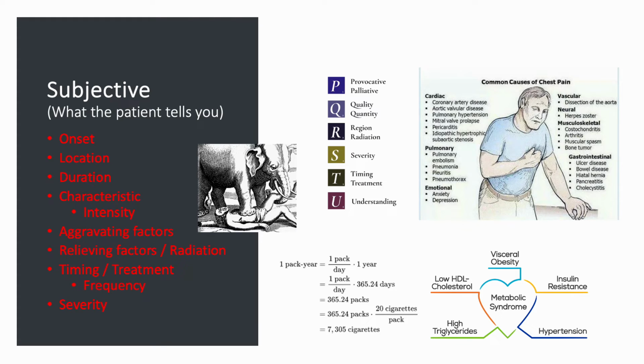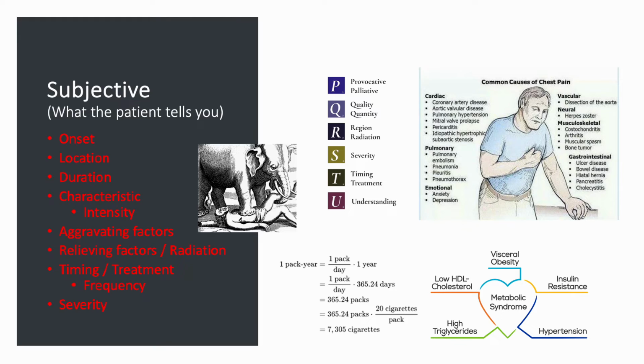Remembering that subjective history is what the patient tells you. So we're going to ask about, first of all, many times patients will come in complaining of chest pain. And when they do, we have to be ready to use our mnemonic OLD CARTS to talk about this chest pain. Now, when did the chest pain happen? That's onset. And they might point to their mid chest.